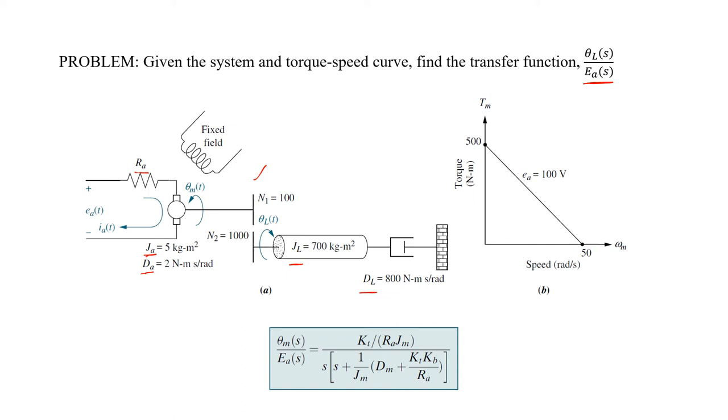In figure B, we have a torque speed curve. We have T stall, we have the omega no load, and we are given the value of the voltage on which the motor is operating. So from the schematic on the left side, we can find the mechanical components, and from the torque speed curve on the right side, we can find the electrical constants.